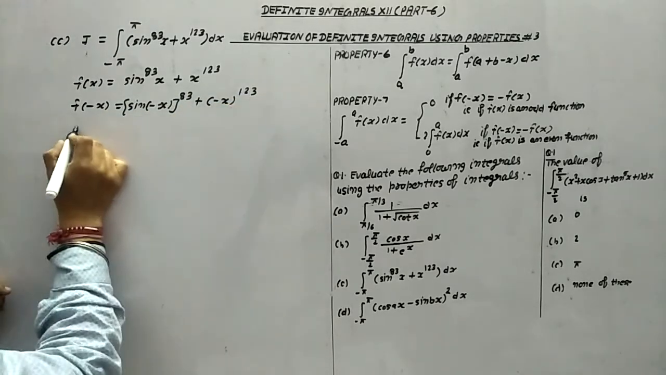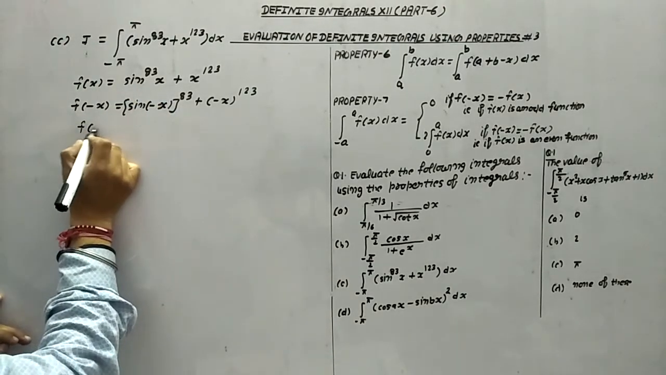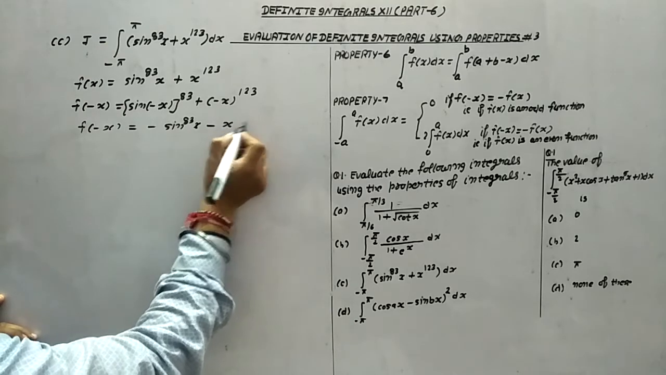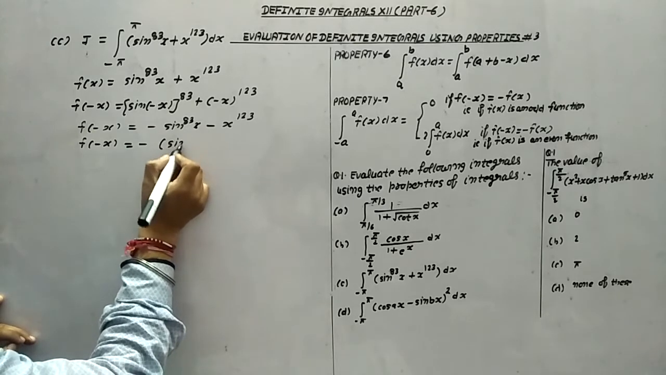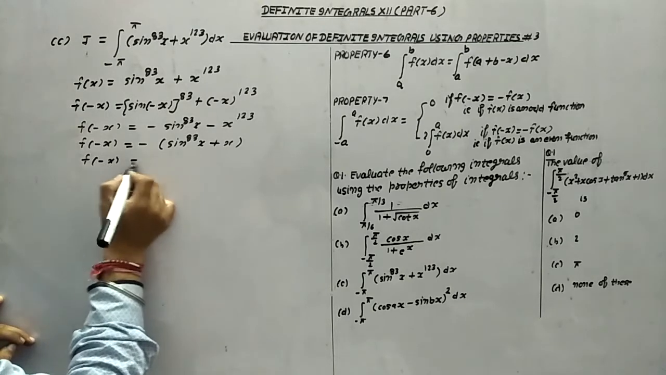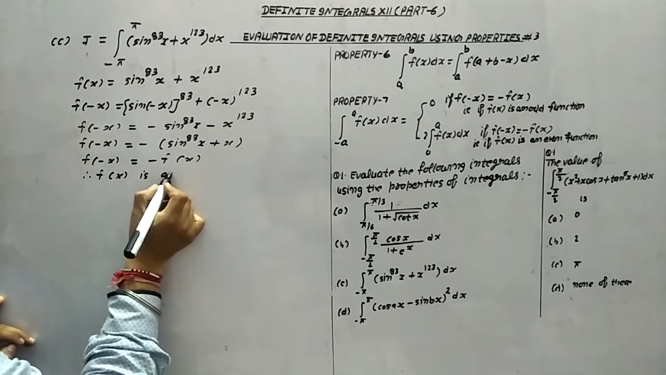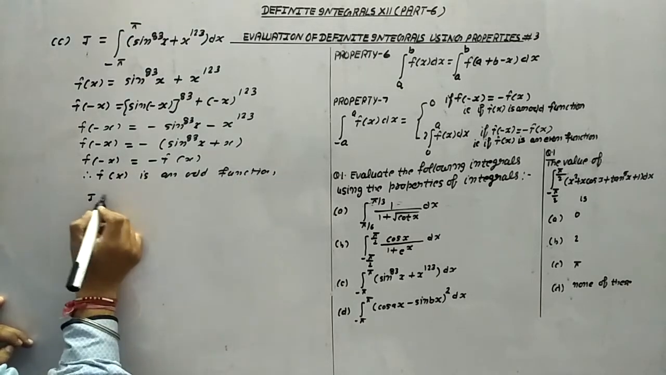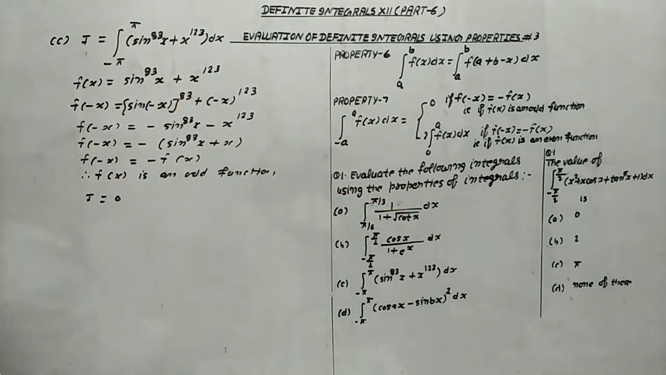Now sin minus theta means minus sin theta, and we have the odd power. It means f(minus x) equals minus sin 83 x, and this is minus x raised to power 123. So f(minus x) equals minus sin raised to power 83 x, and this is plus x. It means f(minus x) equals minus f(x). Therefore we can say f(x) is an odd function. Therefore ultimately the answer is I equals 0, because once we have an odd function, the result of this integration is always 0.